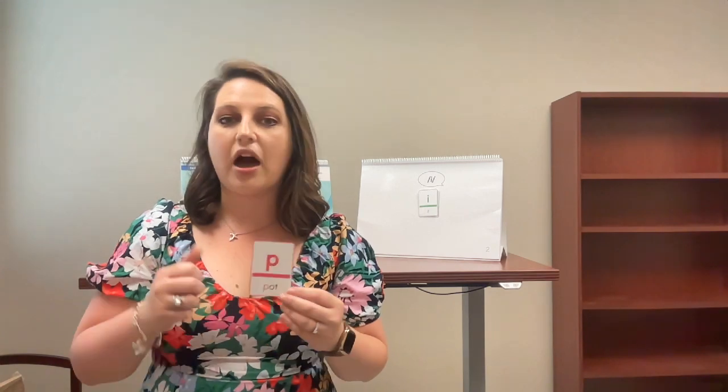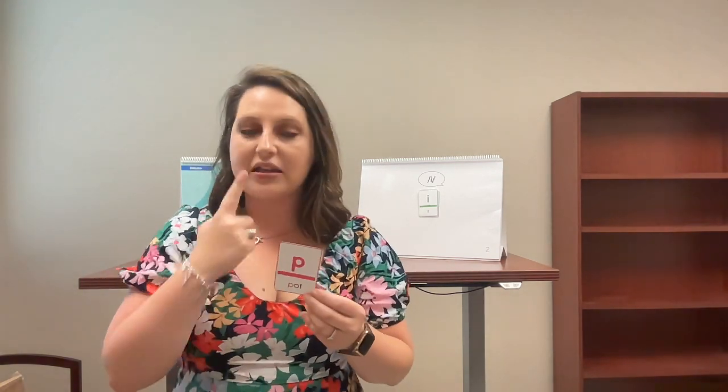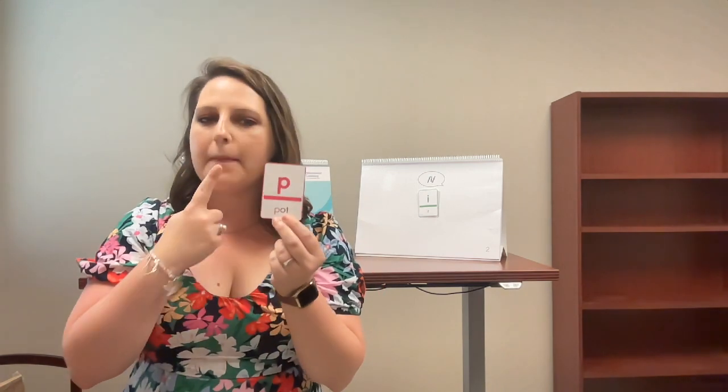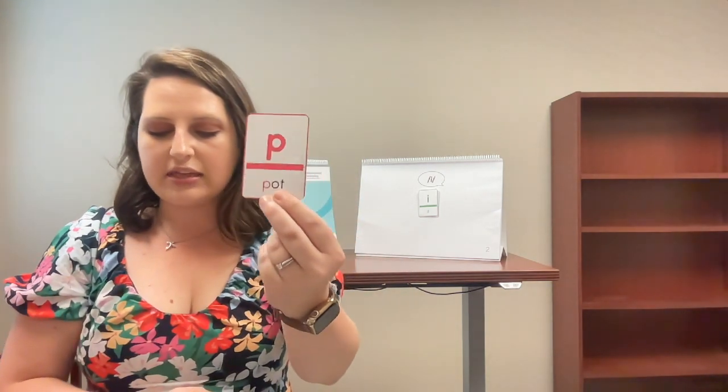P is a consonant sound because consonant sounds are blocked or partially blocked by your tongue, your teeth, or your lips. P is blocked by your lips. That's why this card is red, because it is blocked by our lips. If you think about a red light, what do you do when the light is red? You stop. If the sound is stopped, it is a consonant. That's why our card is red.